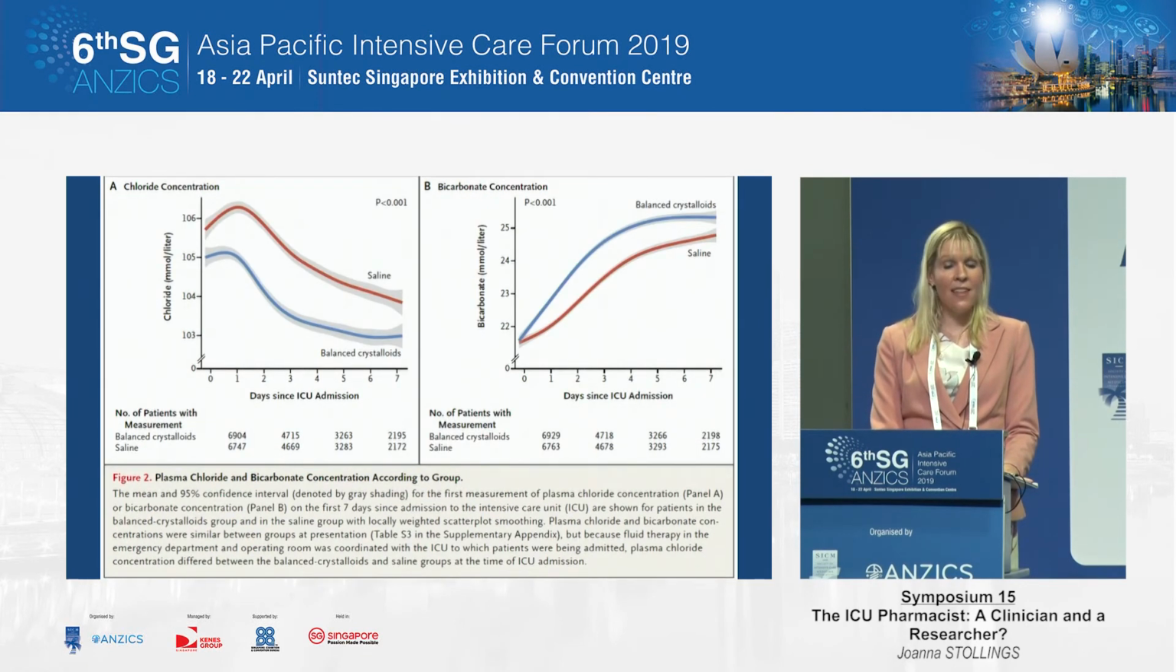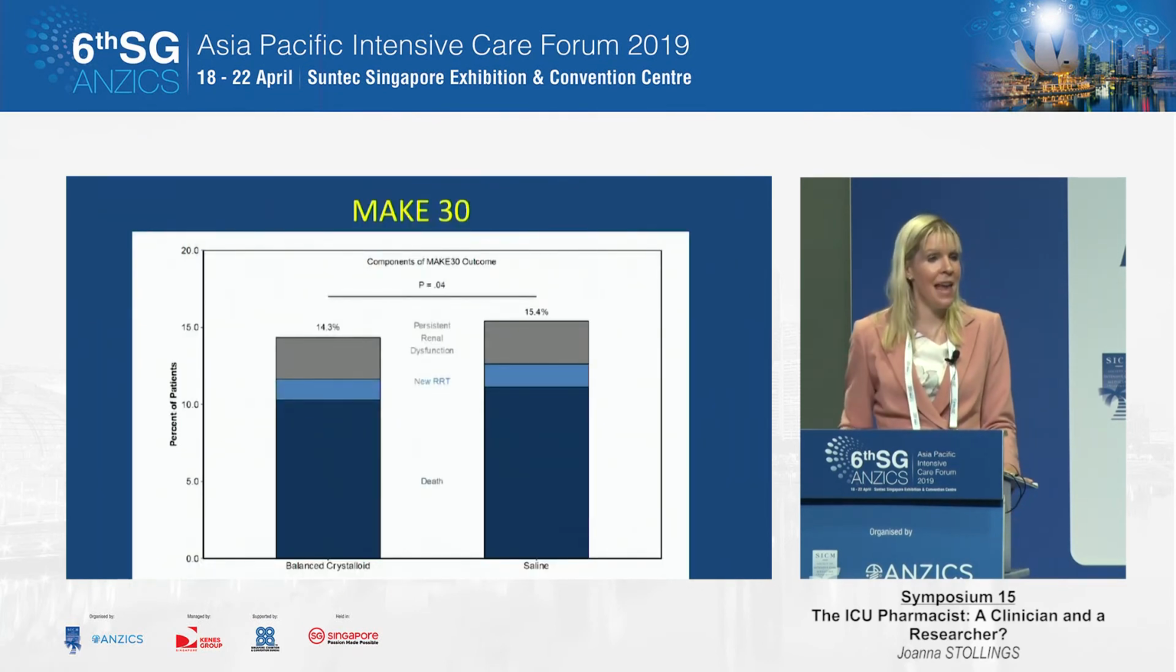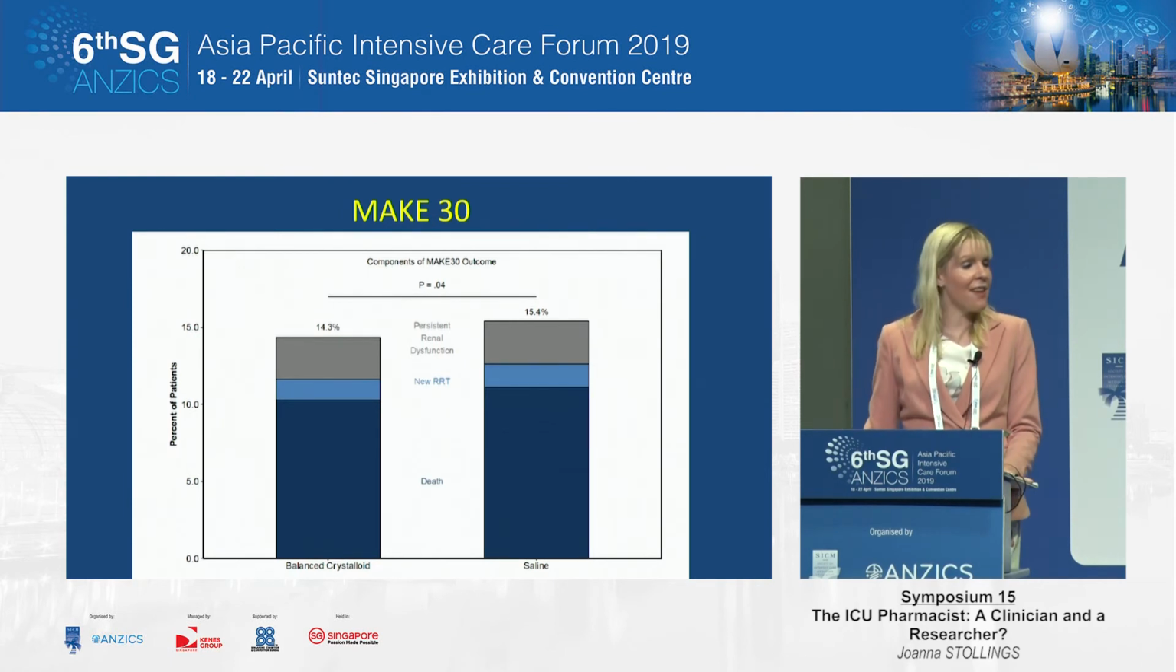And not all that surprisingly, looking at the chloride concentration, the balanced crystalloid group obviously had a lower chloride and had a higher bicarbonate concentration. With regards to the primary outcome, it was MAKE30, which is major adverse kidney events at 30 days. So this was a composite outcome of persistent renal dysfunction, death, and new renal replacement therapy. And as you can see, this is 1% lower in patients that receive balanced fluids.